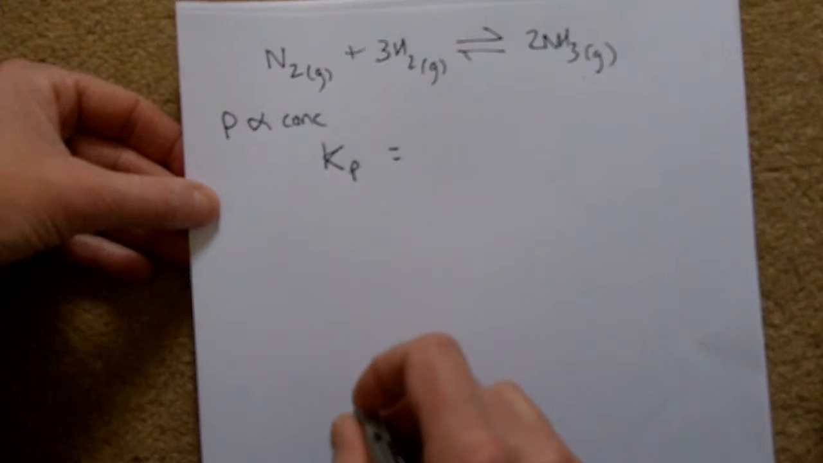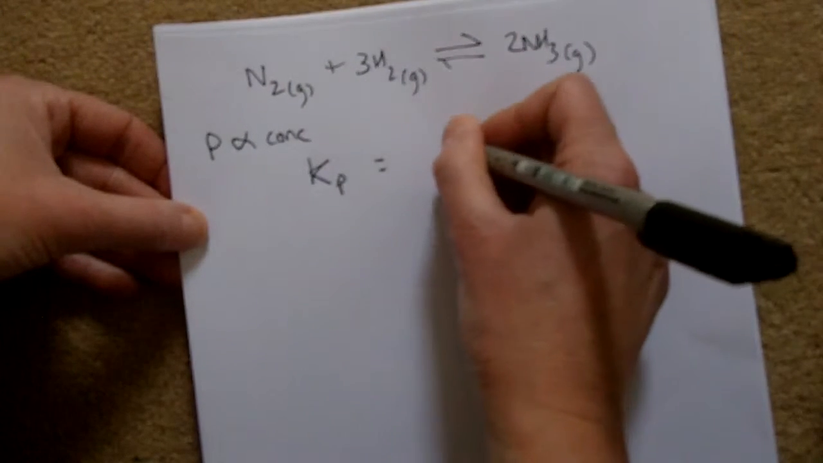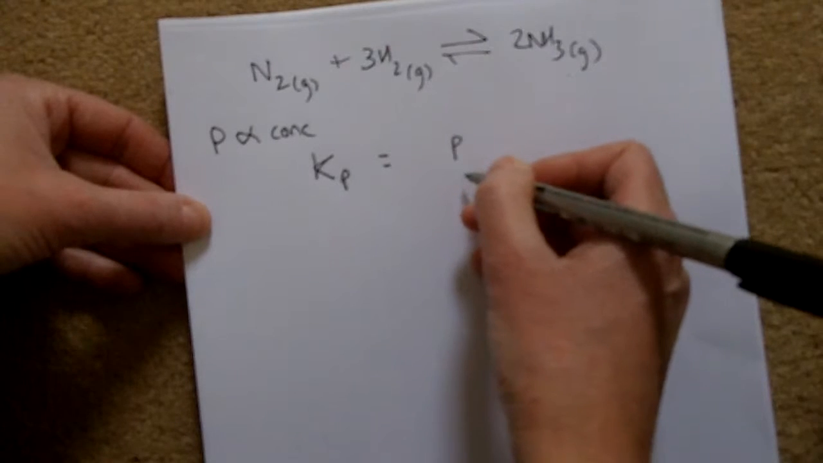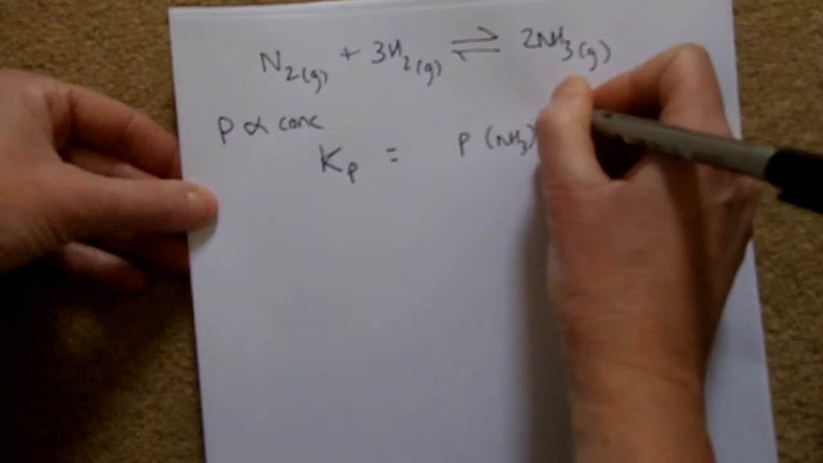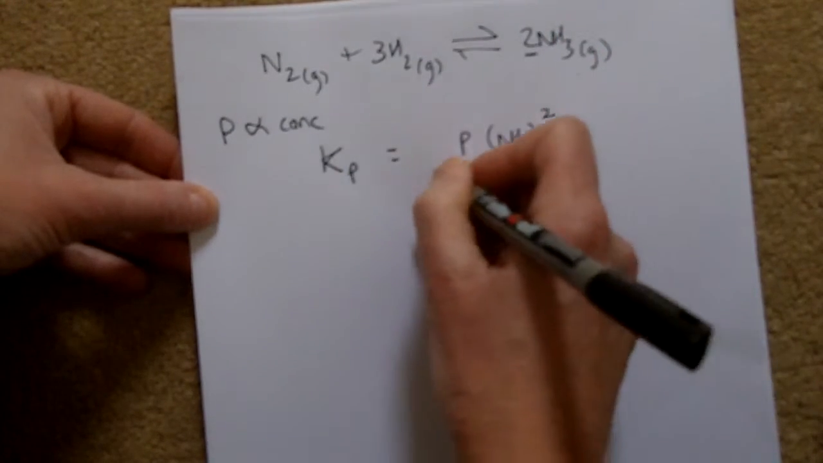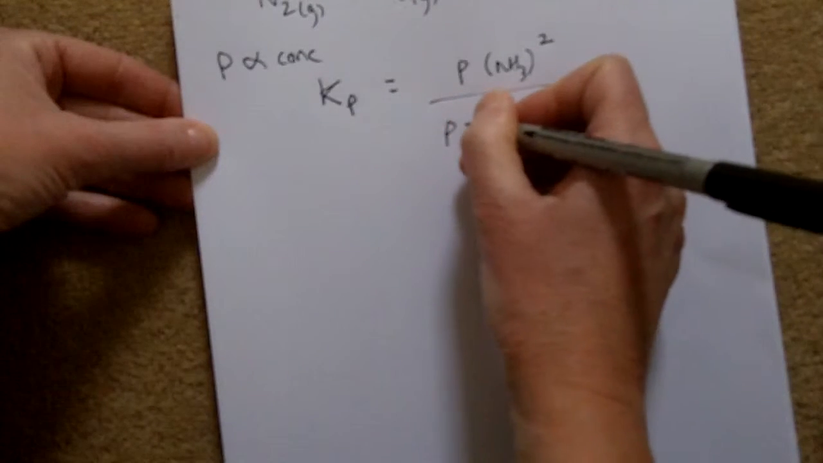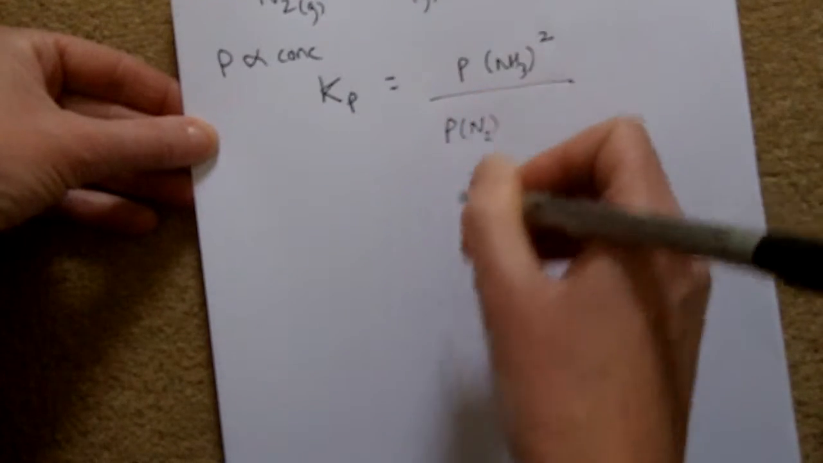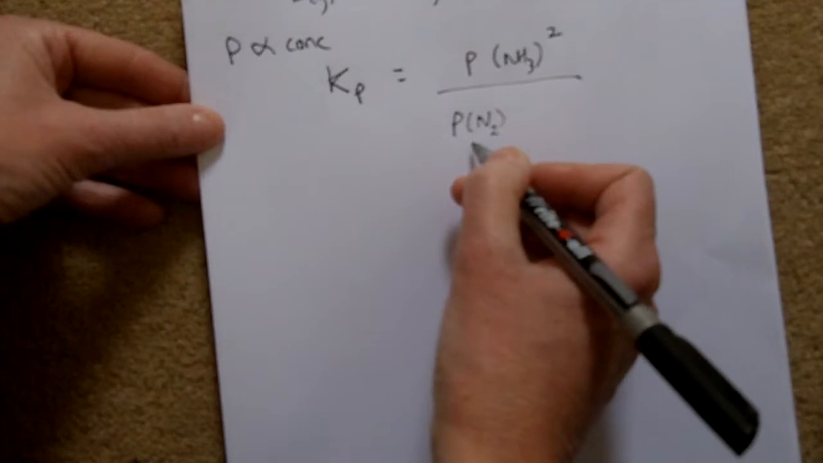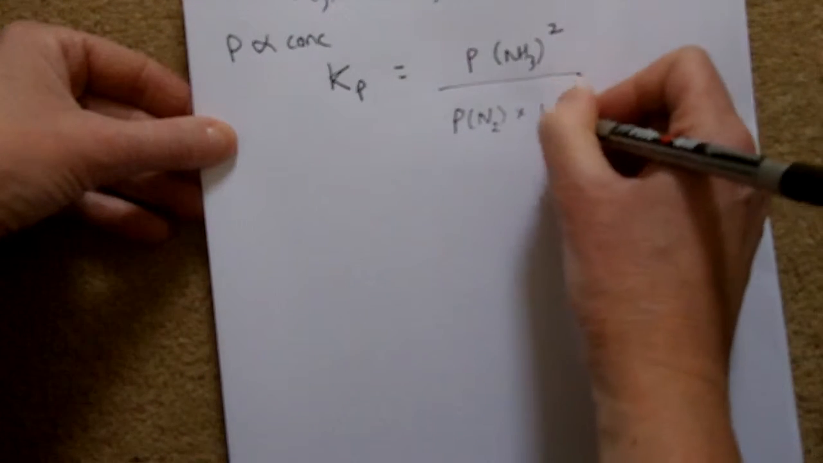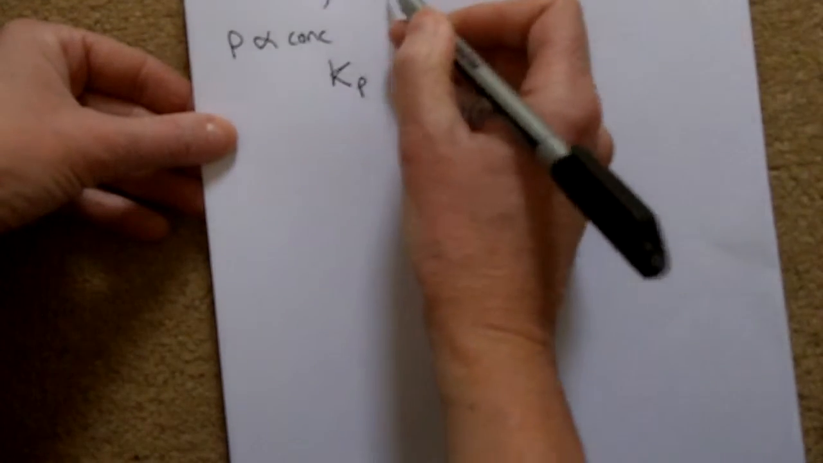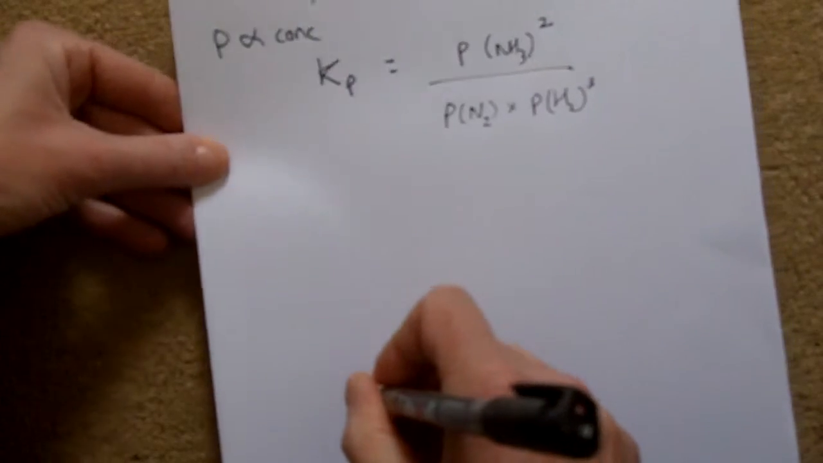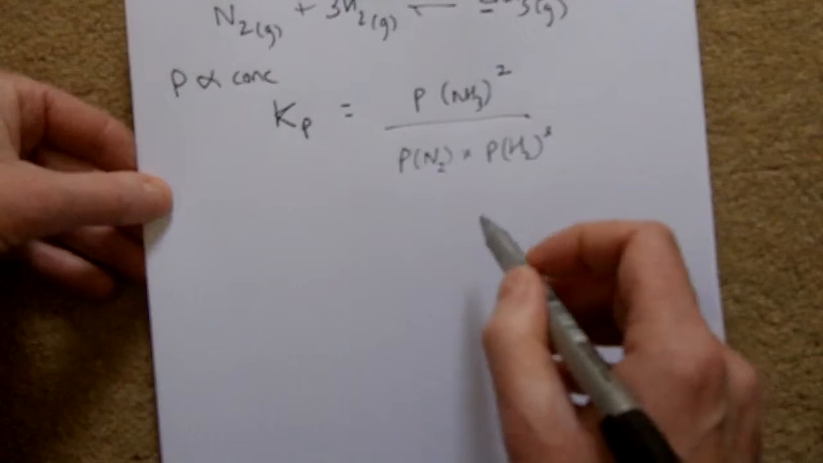And Kp is really similar. It is the partial pressure of, and the way you write it is a small p, the partial pressure of ammonia, and that is going to be squared, because there's two of them, over the partial pressure of nitrogen. You just write the item in normal round brackets, times the partial pressure of hydrogen, but it is to the power 3, like that. You work out the units in a similar way.